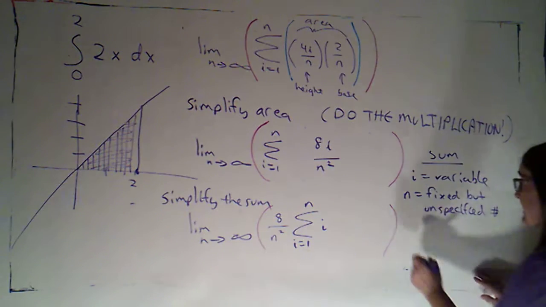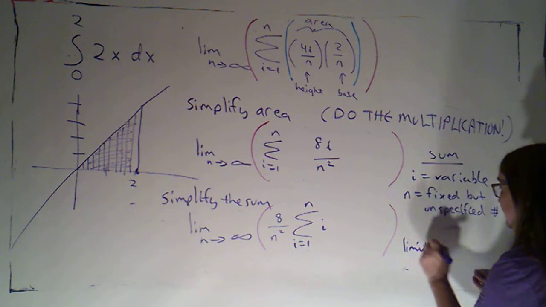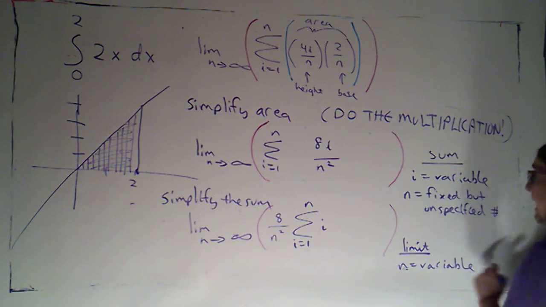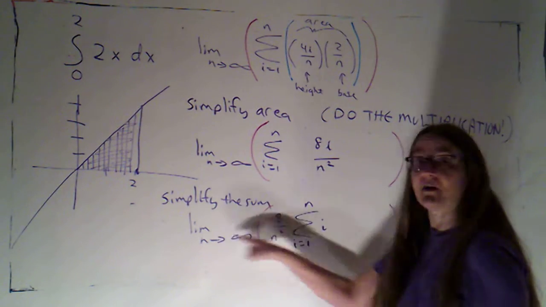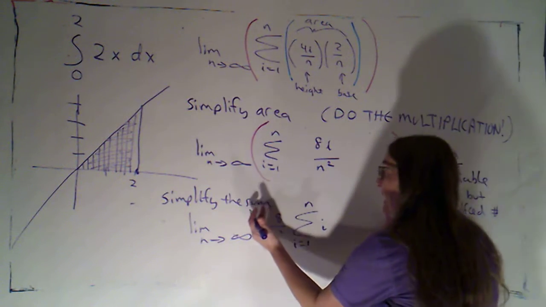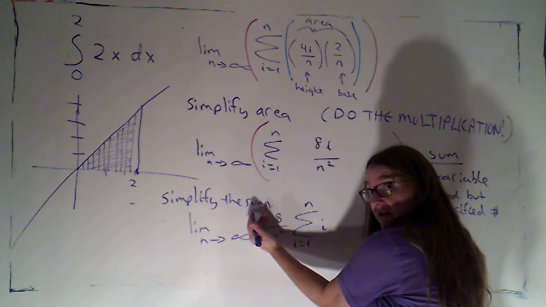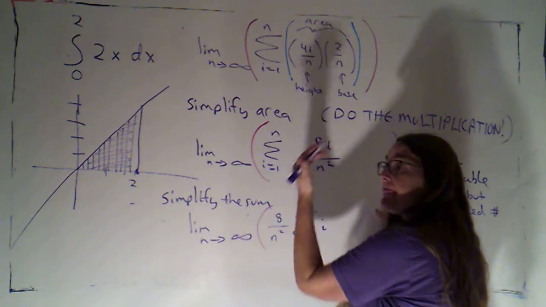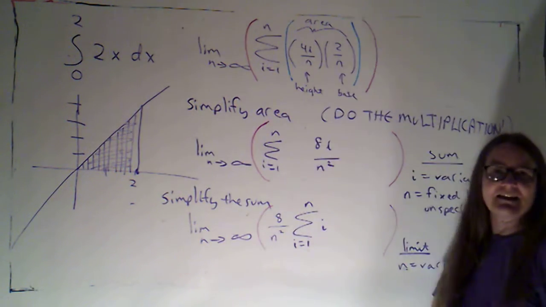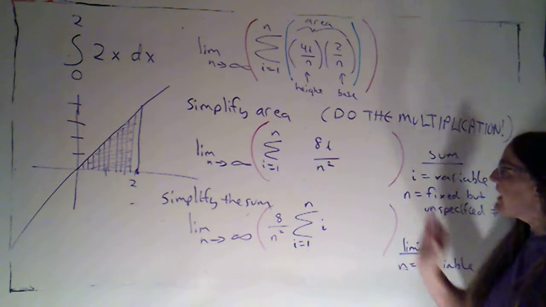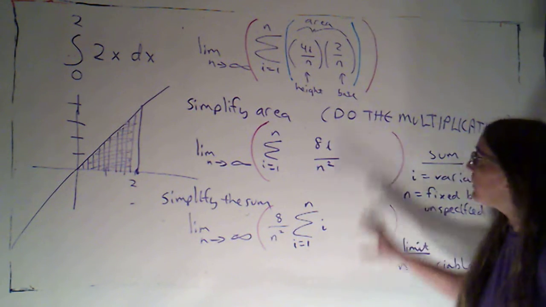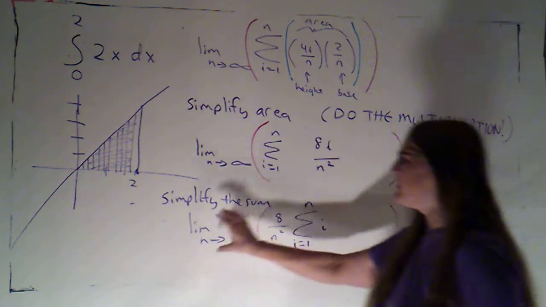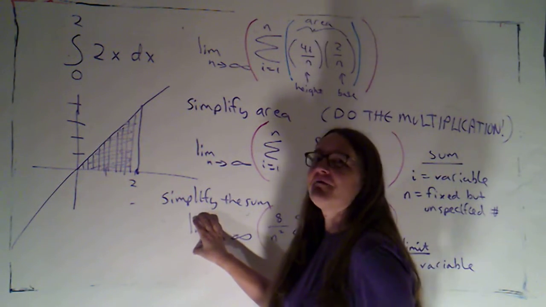Now, when it gets time for taking the limit, then n is my variable, because now I'm going to change the number of rectangles. So I'm going to get a formula here for the Riemann sum I get if I use n rectangles. Then I'm going to take the limit as n goes to infinity. So n sort of plays a double role. For the purposes of the sum, it's constant. For the purposes of the limit, it's a variable.